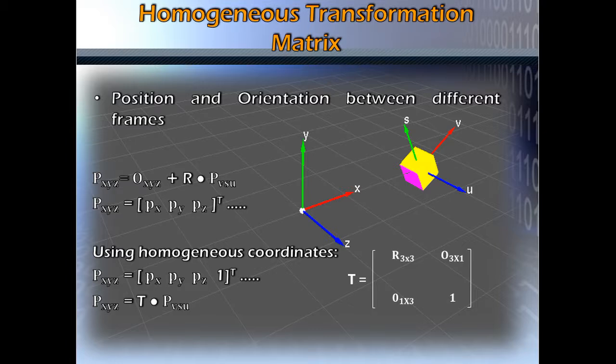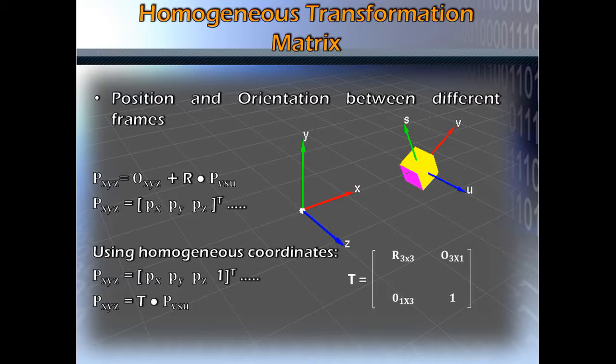We have an object, and every point or vertex of the object is expressed with respect to a frame attached to the object itself. In this case, we have a cube and the frame VSU attached to the cube. Our goal is to express every vertex of the cube with respect to the frame x, y, z.